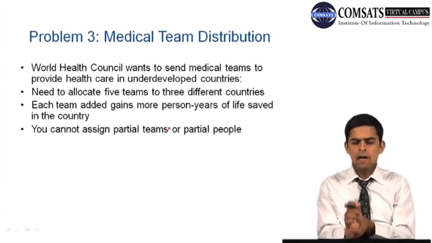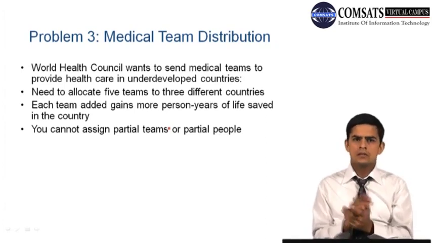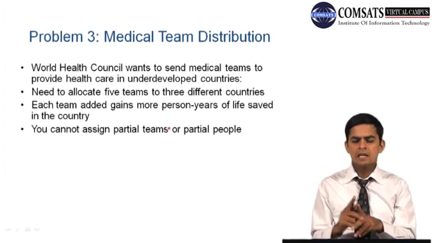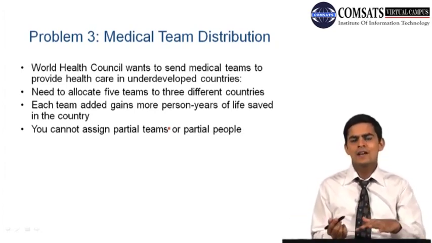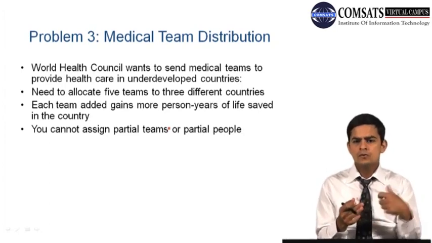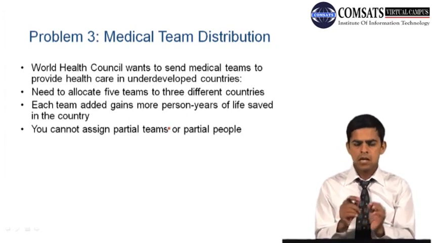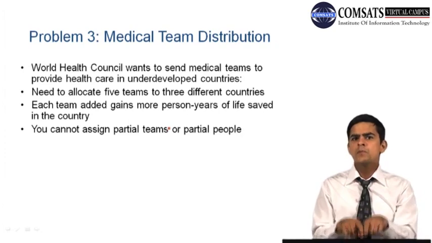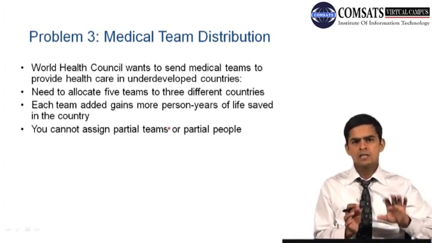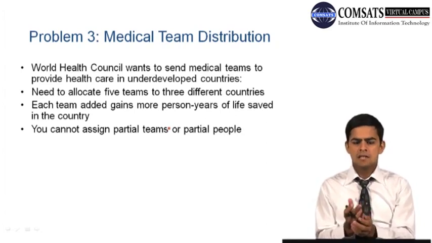So you have to allocate 5 teams to 3 different countries. There are only 5 teams available, and there are 3 countries that you need to send the teams to. First thing first, you cannot assign partial teams or partial people. Of course, this is true. You cannot send half a person, but you also cannot break up the team, because every member of the team is important. If you take away one person from the team, that team is not functional in the same way it was before, because every single person part of the team has a specific purpose to fulfill. So you cannot assign partial teams. If you are sending 2 teams to one country, then you have to send 2 teams. You cannot send 1.5 teams. That doesn't make sense.